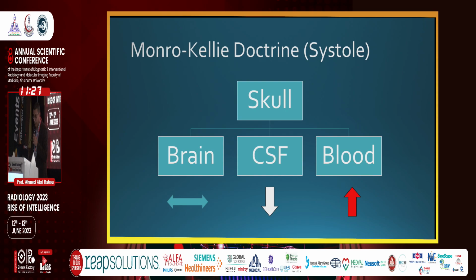So during systole, there is an increase in the blood going to the brain. It should be compensated by drainage of CSF from the brain, and this keeps the brain tissue stable and intact. And this is reversed during diastole, so the blood flow to the brain decreases, and it will be compensated by an increase in the CSF inside the brain to compensate for the volume loss.